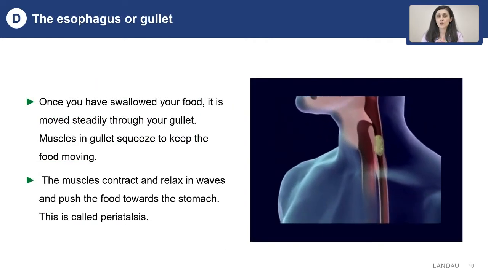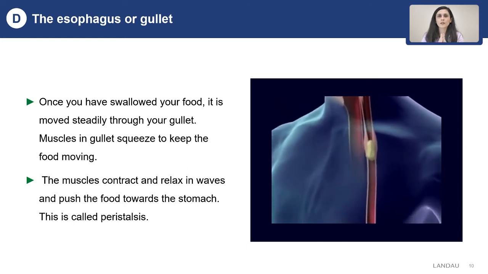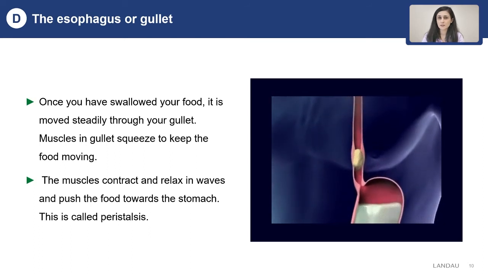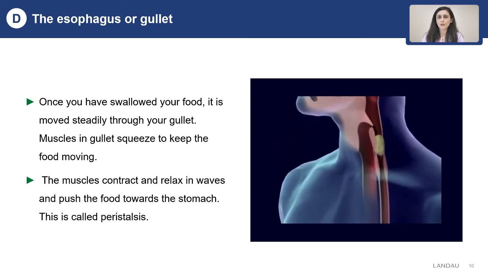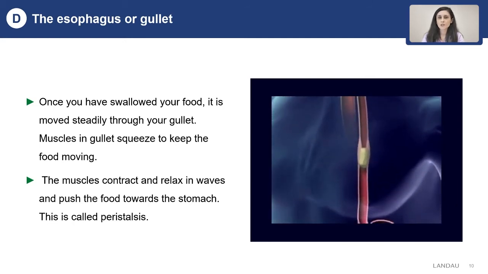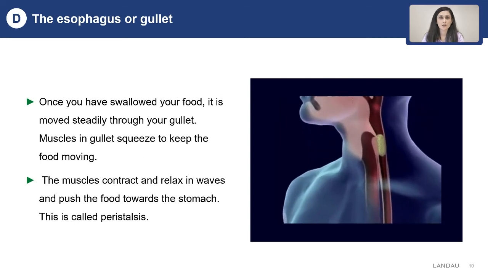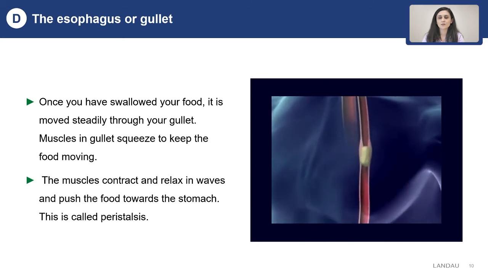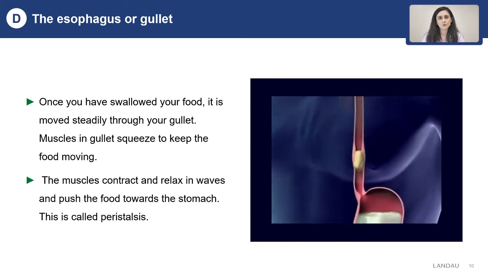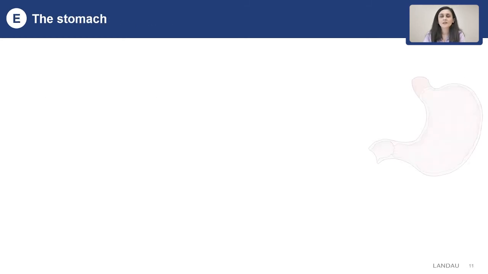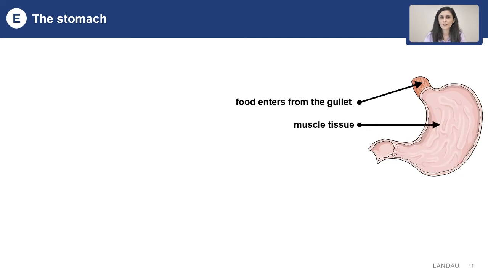So, once you swallow your food, food goes through the gullet, also called the esophagus, and muscles in the gullet squeeze the food, keeping it moving and taking it into your stomach. The contraction and relaxation of muscles in the esophagus is called peristalsis. And here in the animation, you can see the movement of muscles and how the food is kept moving in your gullet.